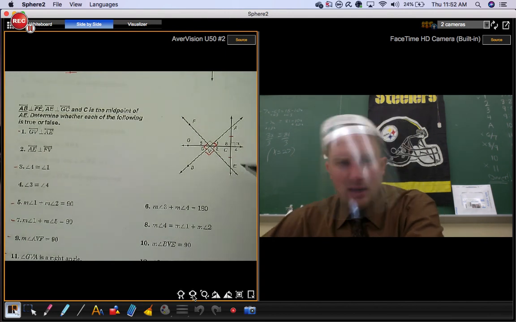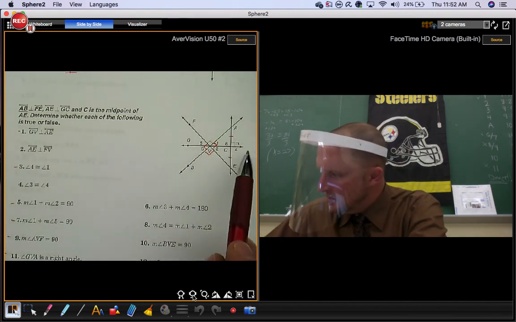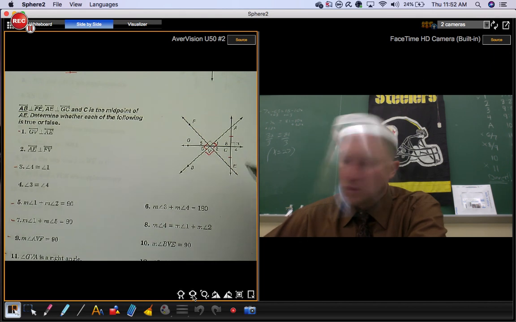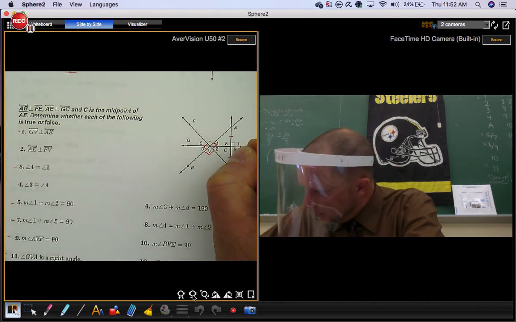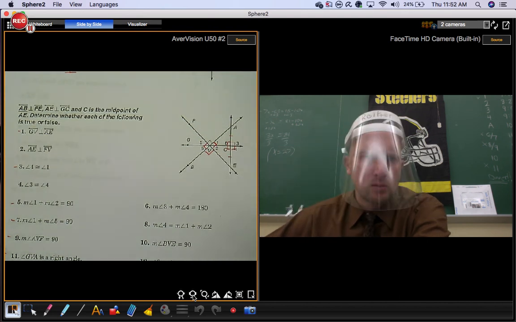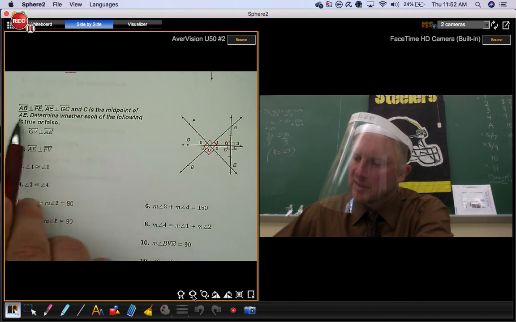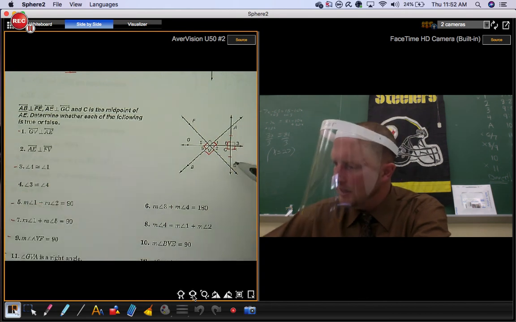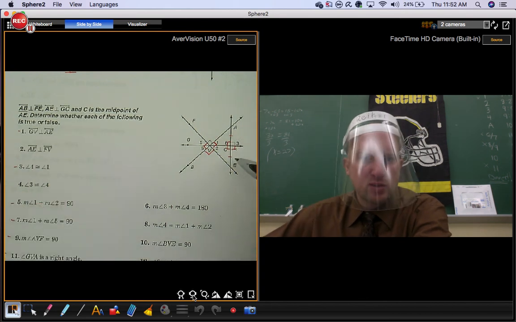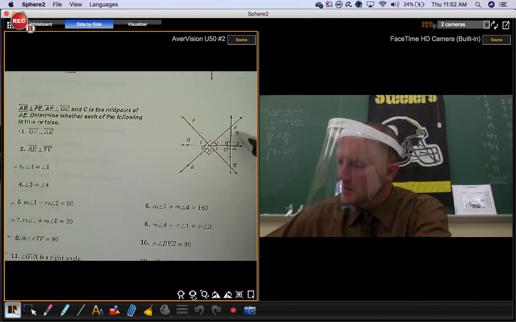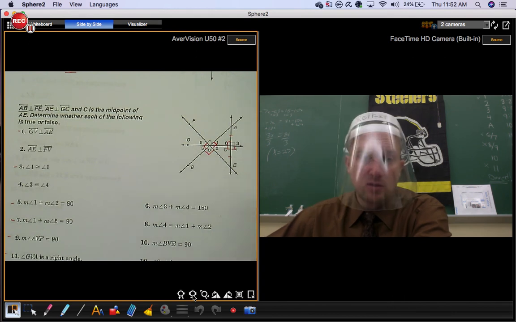Also, line AE and line GC, they're perpendicular also. So these angles are right angles also. They tell you that C is the midpoint of segment AE. So if you put these marks on here, that indicates that segment AC and segment CE are congruent.